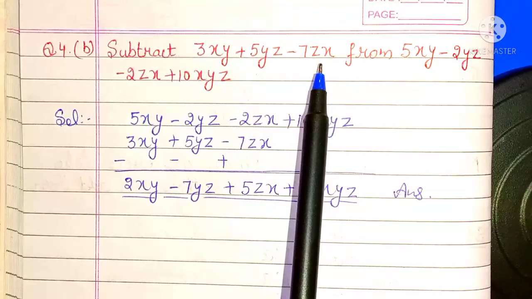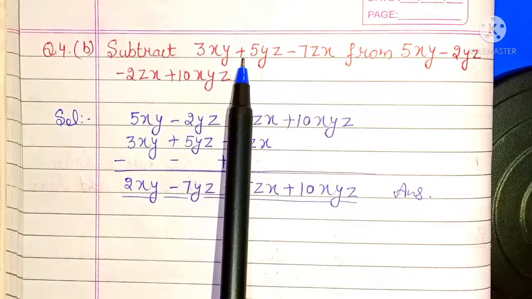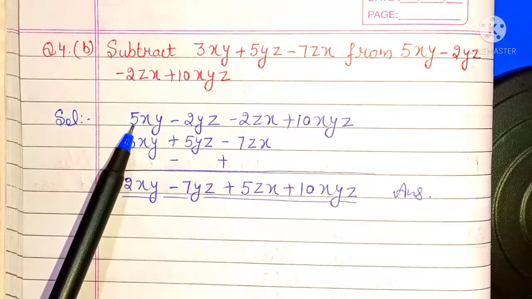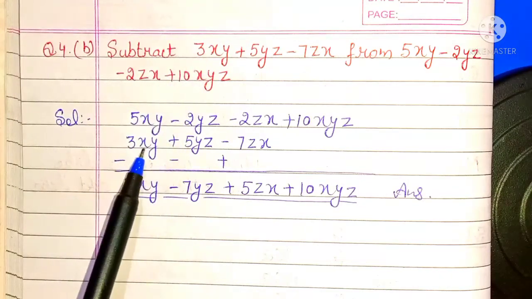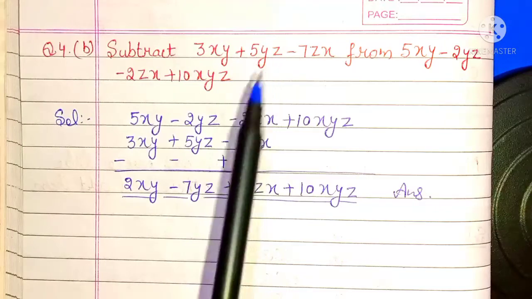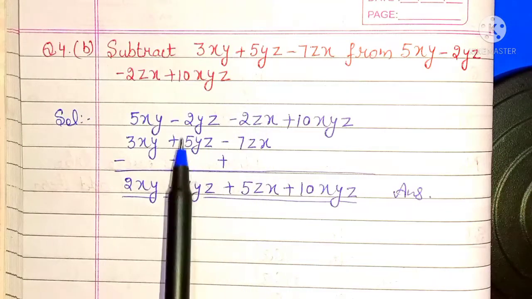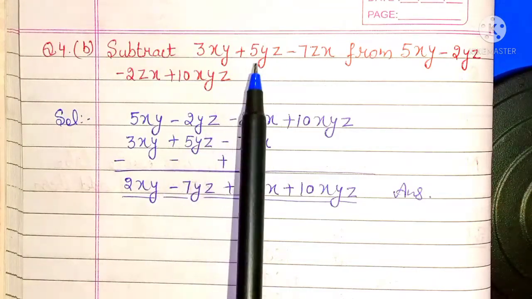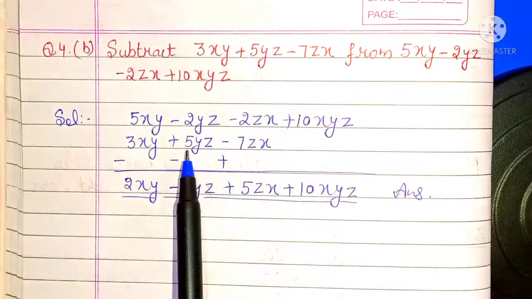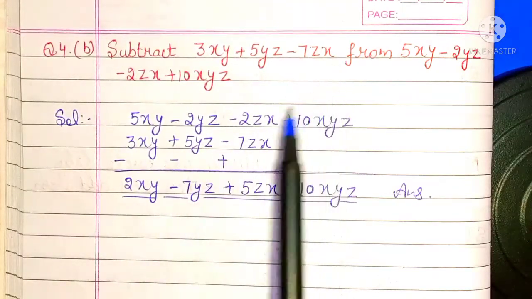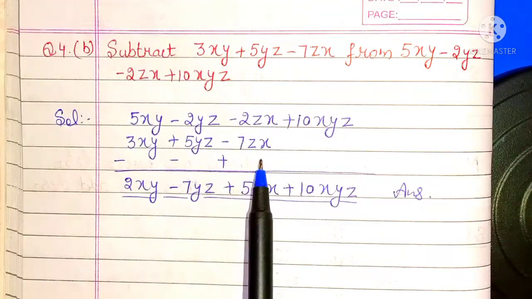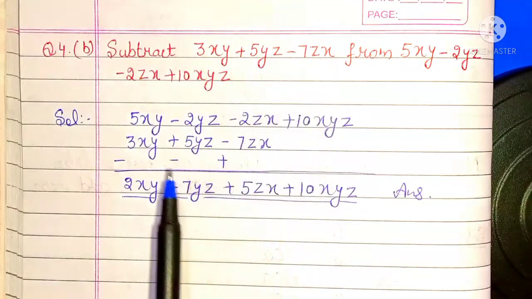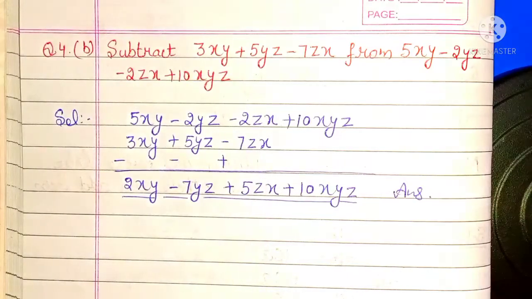So I'll write it carefully. The term 3xy, I'll write it under the term xy. So I'll write here 3xy. The next term is of yz, so I'll write it under minus 2yz. So plus 5yz, I'll write here, minus 7zx, I'll write under the zx term, right? So in this expression I have only 3 terms, I have written 3 terms only.